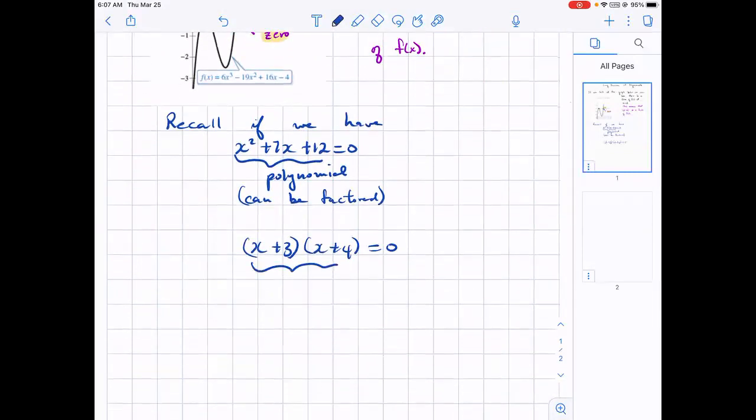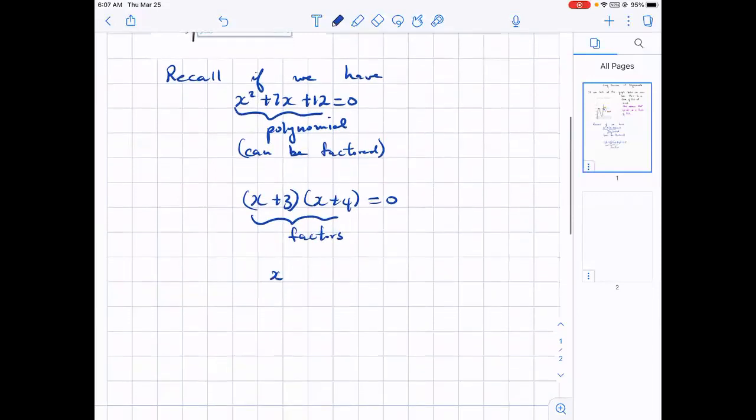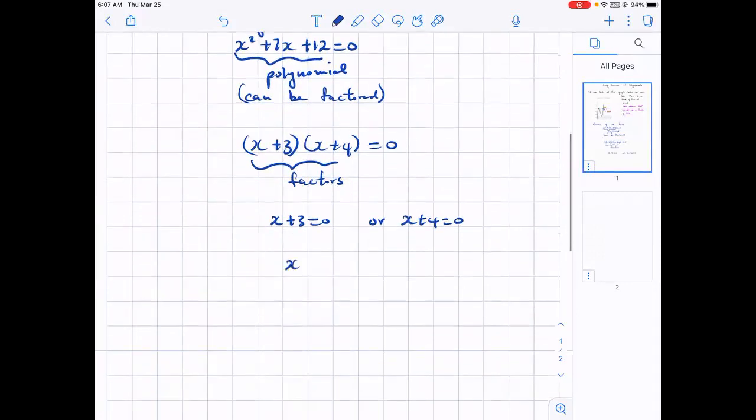These are called your factors. And then we get x plus 3 equals 0, or x plus 4 equals 0. So x is equal to minus 3, or x is equal to minus 4. These are called your zeros.